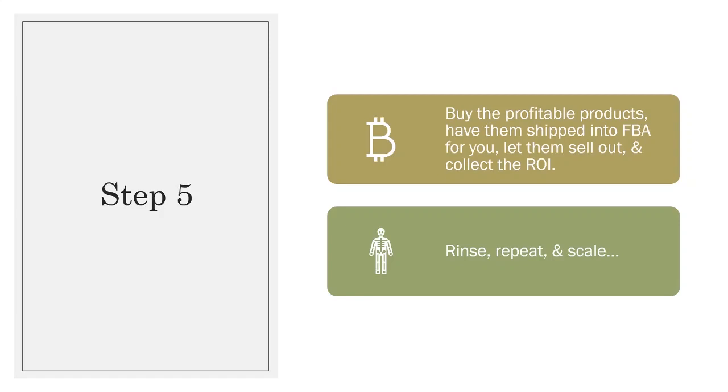But the majority of the time, you're going to have it shipped into FBA directly from the wholesale supplier, and then you never actually have to touch the products. They'll do all the packaging for you. FBA will receive them and label them for you, and boom, that's how you can scale it quickly with a lot less of your time, right? So buy the profitable products, have them shipped into FBA, let them sell out, and then collect the ROI, okay? Rinse, repeat, and scale. It's really that simple, okay?